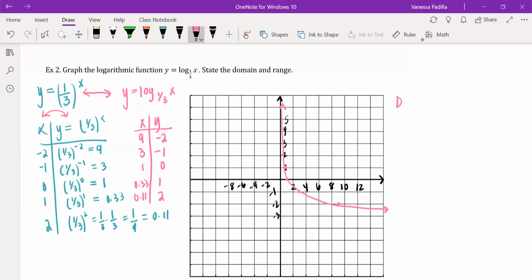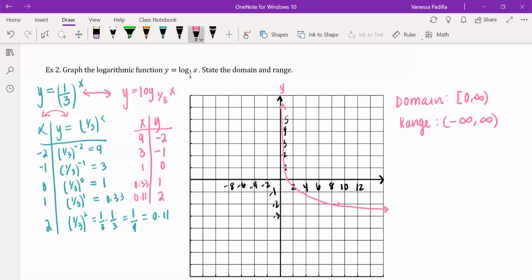All right, so the domain, as you could tell, this is never going to cross the y-axis. So it's going to start at 0 and go to infinity. And then our range goes from infinity to negative infinity. So that's going to be from negative infinity to infinity.